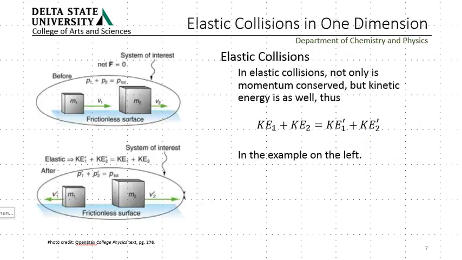In what we call an elastic collision, not only is momentum conserved, but kinetic energy is conserved. And that means if you sum up all the kinetic energy before the collision and you sum up all the kinetic energy after the collision, that they add up to be the same. So in an elastic collision, kinetic energy is conserved, is the same before and after the collision.